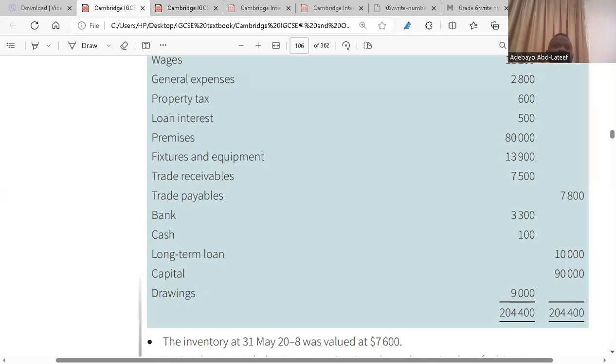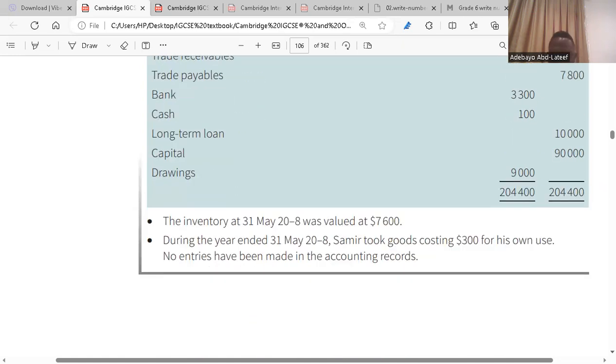Because drawings is the money of the owner of the business, the money the owner of the business withdrew from the business. Yes or no? Yes. At the end of the year that you are preparing your account, you have to take away that drawings from it. As you are adding capital, you less drawings. And that is how you prepare your statement of financial position. So let's look at the analysis here. It has been prepared.